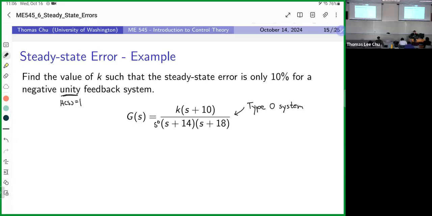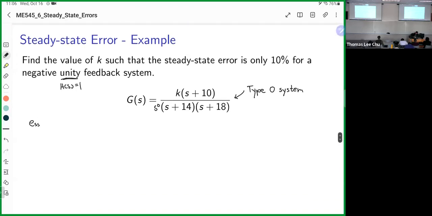Sometimes I might leave that information out because you have to deduce it from the information given. So E_ss is constant for a step input. And if we want 10% error, let's just use a unit step input.